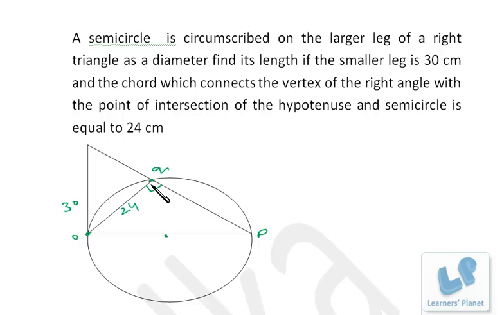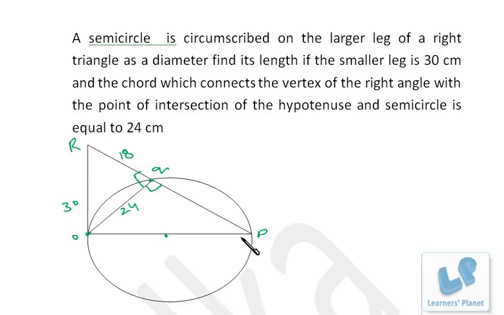Now if this is 90 degrees, this angle will also be 90 degrees. So 30, 24 and this third one will form Pythagorean triplets. So this is 6 into 5, this is 6 into 4, so this must be 6 into 3, that is 18. Okay, this is OQ and I suppose this is R.